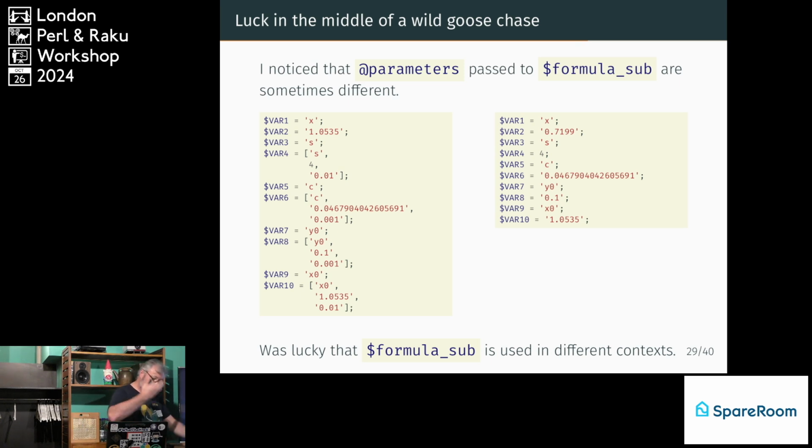Now, because I've put printf all over the place, in the noise, sometimes the parameters array passed into formula sub looks like the stuff on the left, and sometimes the stuff on the right. I remember thinking at the time, that's weird, but I must have been tired because this didn't ring warning bells, and it probably should have. But it was also quite handy that this formula sub thing was used in different contexts. So this eventually sprung out at me as something different, because I would have probably thought, oh, this is the normal case.